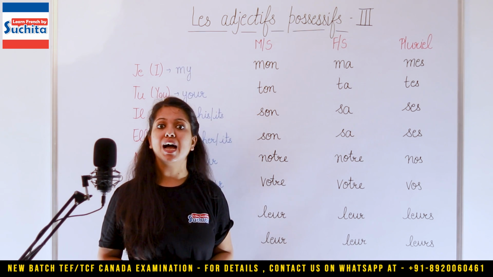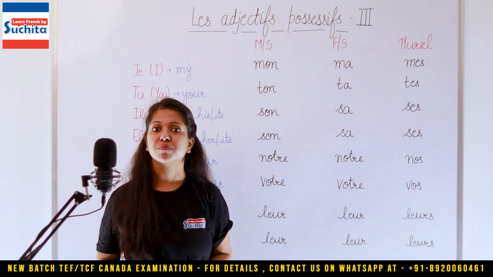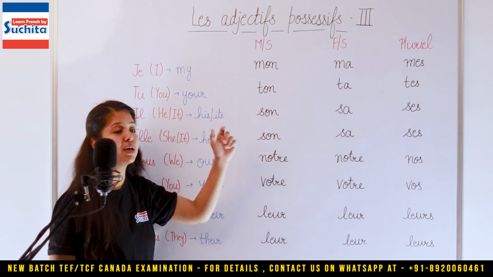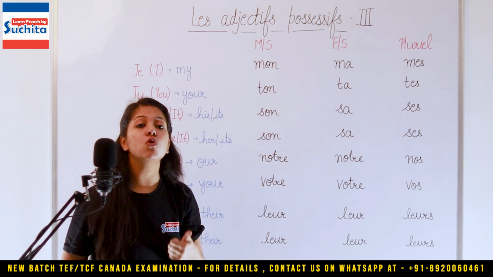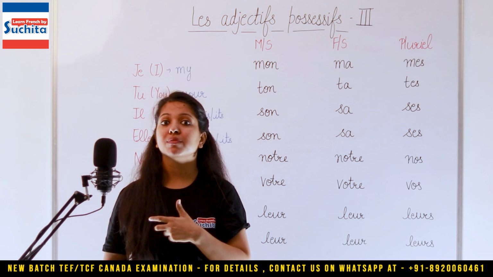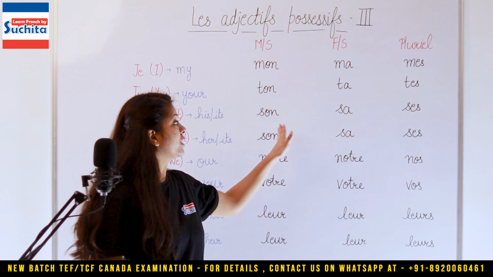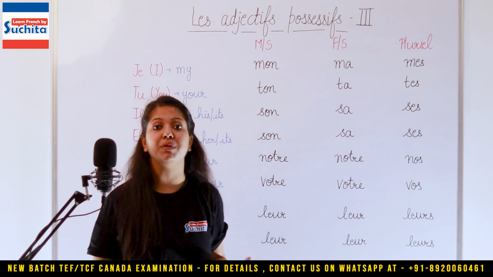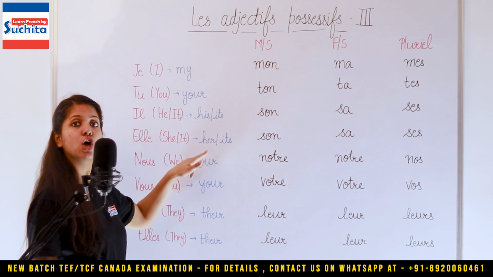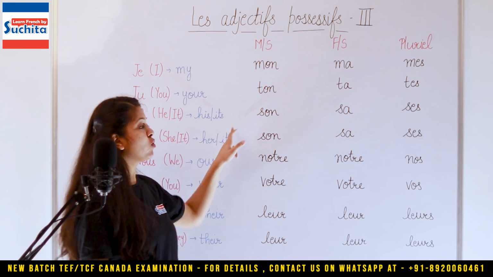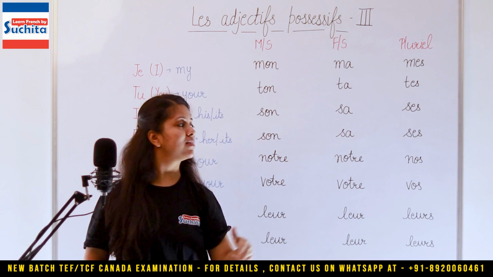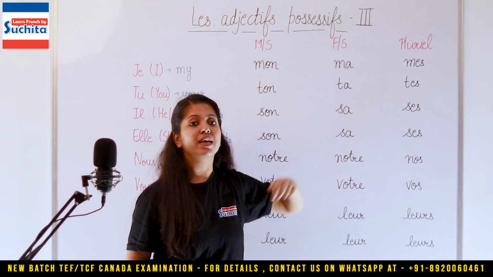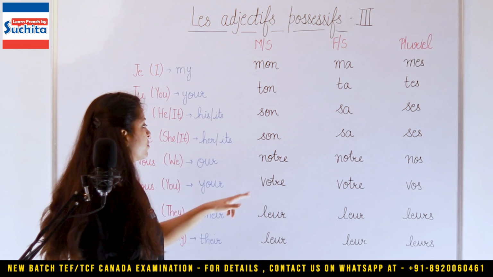Ton, ta, tes. The meaning of all three of them, your. Son, sa, ses. Now I'm explaining you again that the meaning of son, sa, ses, all three of them can be his, her or its. Son can be his, her or its. Sa can be his, her or its.